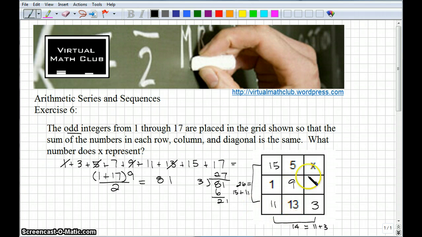Now that we have some numbers in here, we know that this 15 plus 5 plus x has to add up to 27, so we know that x is equal to 7. Same way here, we got 11 plus 9 plus 7 would be 27. And we can also figure out what this number has to be. We've used 15, we've used 3, and we've used 11. We said x was 7, so the only one we have left is 17, and 3 plus 17 plus 7 is 27.